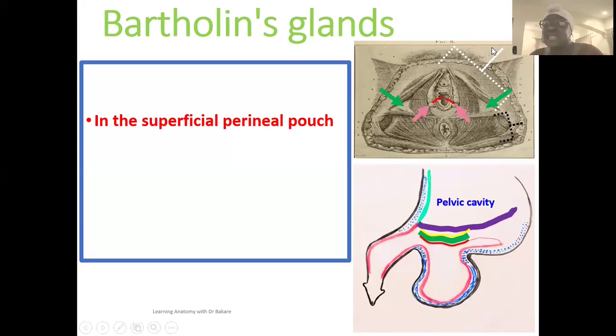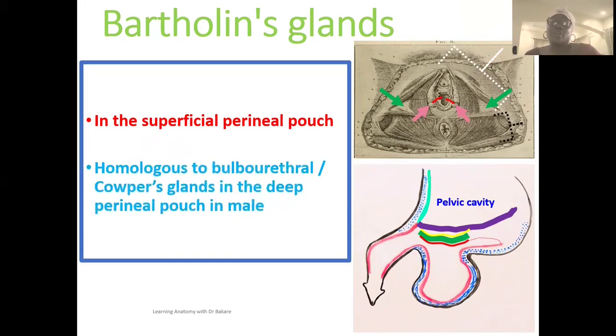And it is within this pouch, as you can see, that the Bartholin's gland or the greater vestibular gland is located. And this is what is arrowed at this point. It is important for us to know that the Bartholin's gland is homologous to the bulbourethral glands in males, but this gland is located within the deep perineal pouch.